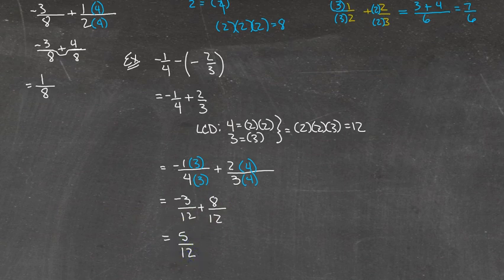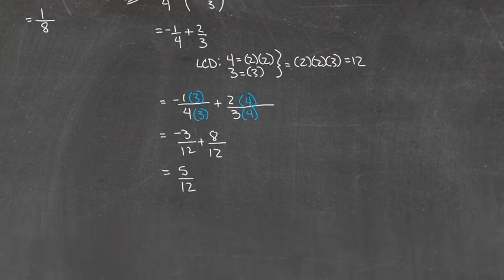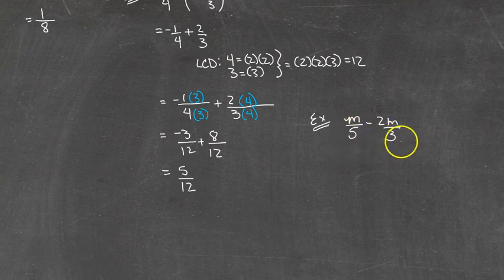So let's look at the same process involving monomials, because we've been dealing with monomials all year. So example, let's subtract from m over 5, 2m over 3. Okay, different denominators, so I have to create a lowest common denominator.